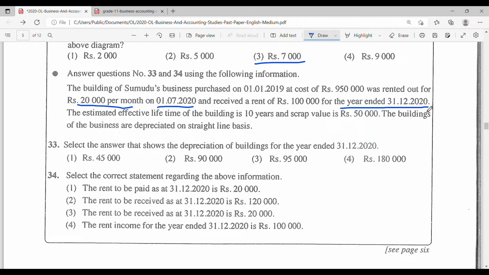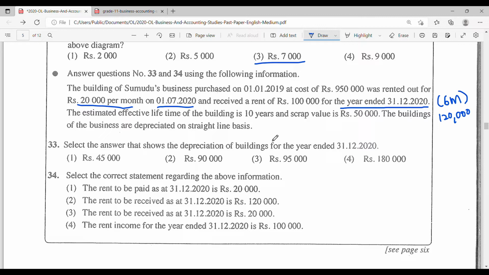This particular company, Sumudu's business, has a financial year ending in December. They started renting it out on 1st July, which means they have rented it out for 6 months in this financial year. At 20,000 per month they should be getting 120,000, but they have only got 100,000. These should be running in your mind while you read. The estimated effective lifetime of the building is 10 years and scrap value is 50,000. The buildings of the business are depreciated on a straight line basis.